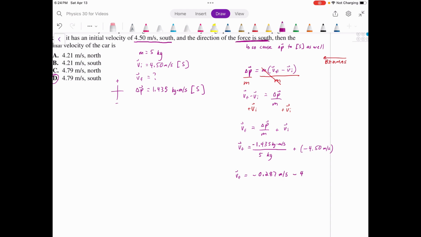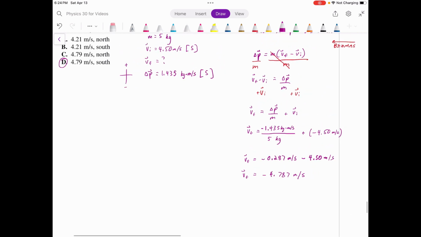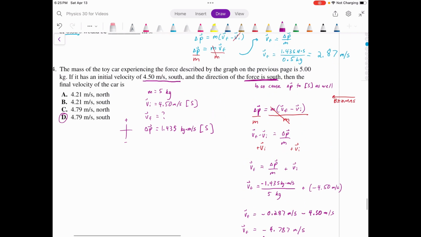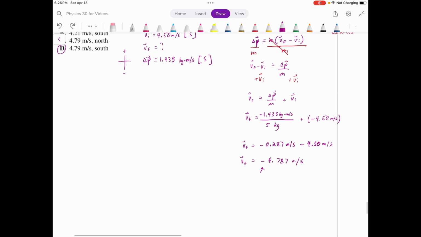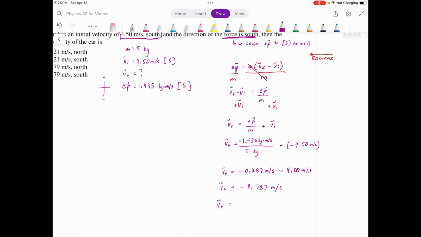And then minus 4.50 meters per second. I got that the final velocity was negative 4.787 meters per second. Okay, now our negative, what does that mean? Well, we defined south as negative for this one, right? So our final velocity would be to 3 significant digits, and I am going to worry about the sig digs here because we did just use this initial velocity to 3 sig digs that they gave us. So our final velocity would be 4.79 meters per second to the south.